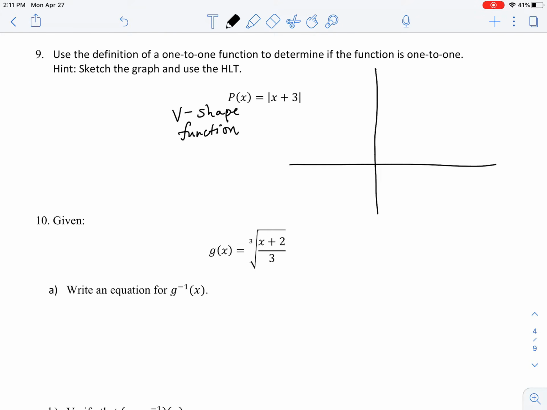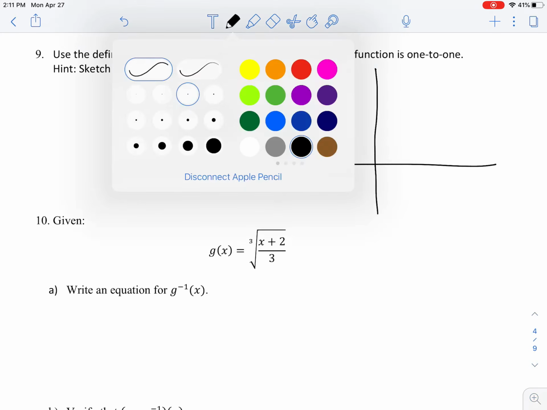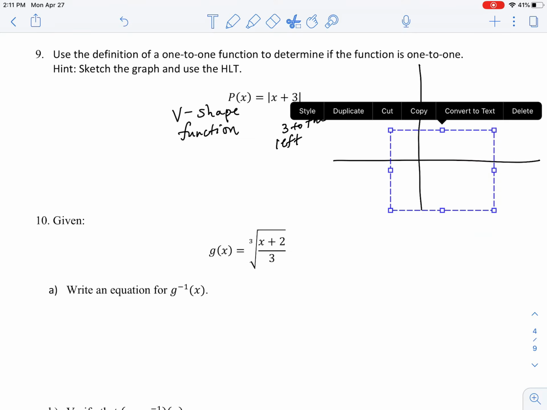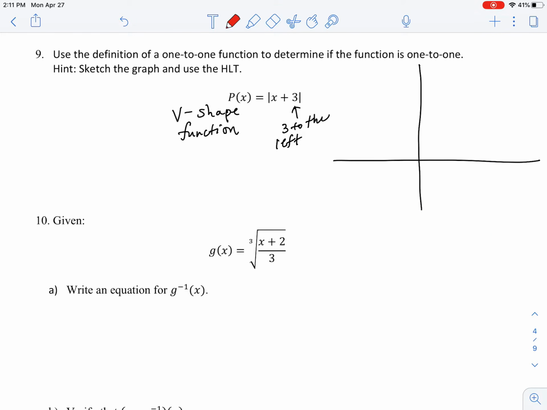We'll do it together. Now, look at the translation of it. Adding 3 will move the graph 3 to the left, right? So your vertex, that pointy end, is going to be shifted 3 to the left over here. And then you will have a V shape going up to the left and going up to the right.